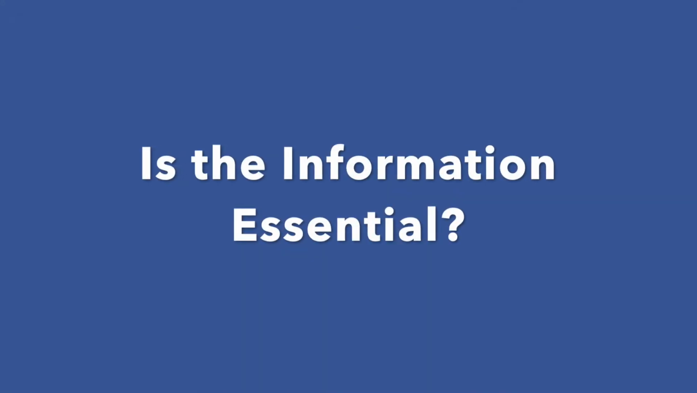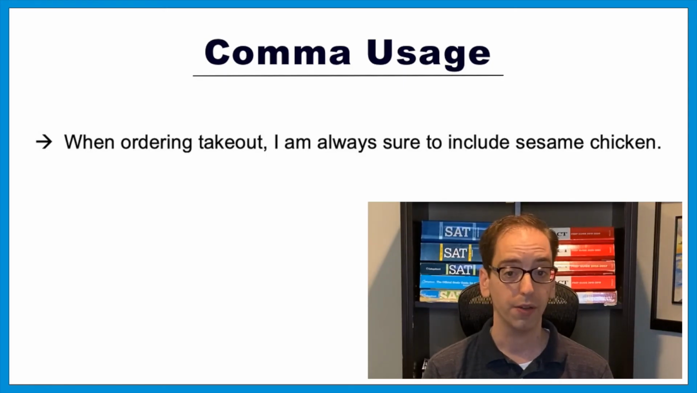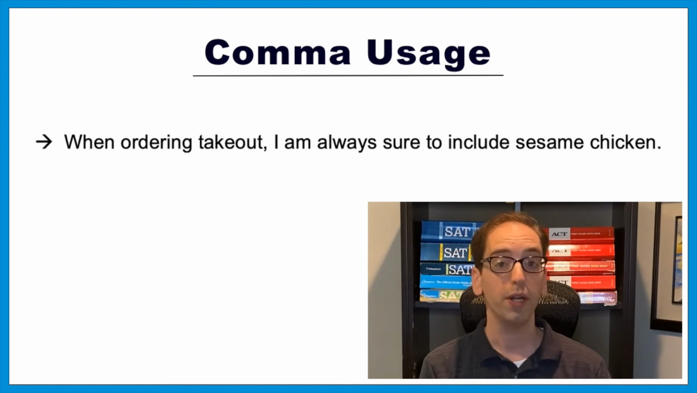Now let's talk about the most popular way that a comma is tested on both the SAT and the ACT. Here are 3 sentences where the comma is being used correctly. Think about why the comma is being used correctly in each sentence. When ordering takeout, I am always sure to include sesame chicken. Why was that comma correct? It was separating a not essential part of the sentence from the full sentence. We don't need when ordering takeout. It's just a little intro. The main part of the sentence is the second part.